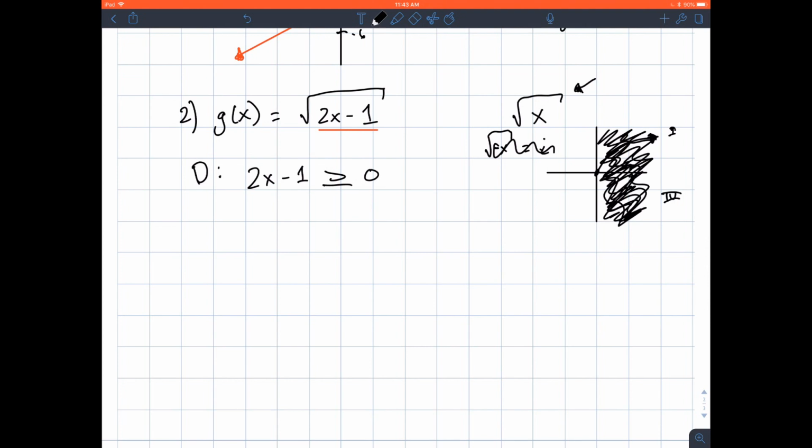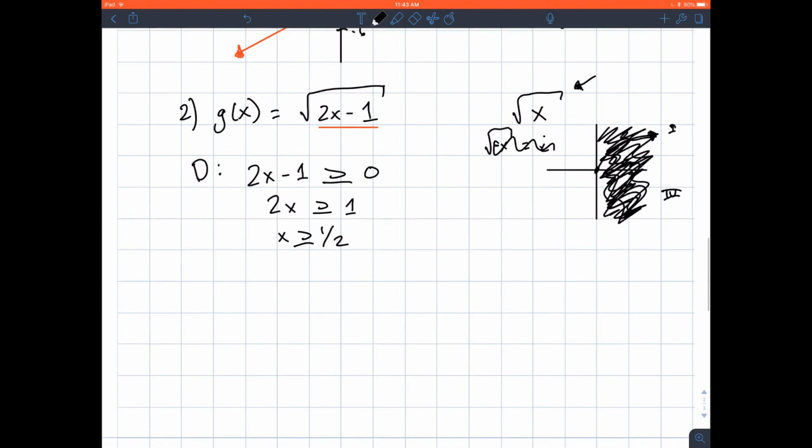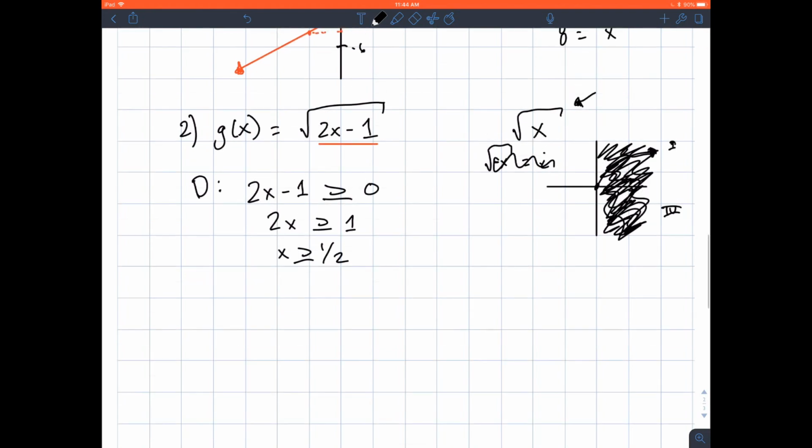So we're just going to basically solve for x. 2x is greater than or equal to 1. x is greater than or equal to 1/2. Okay. Now, how do we confirm that? Well, let's say we plug in 1/2. So 2 times 1/2 minus 1. We simply get 1 minus 1, and we get 0. So it works out. Anything below 1/2, you're going to get negatives, and anytime you get a negative within a square root function, you're going to get imaginary numbers, and we don't want that. So domain is out of the way.